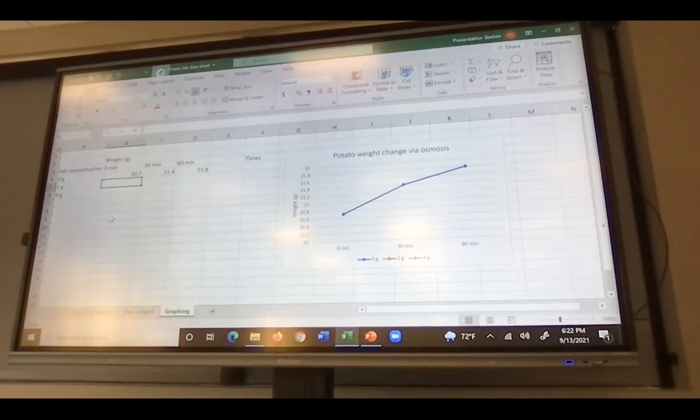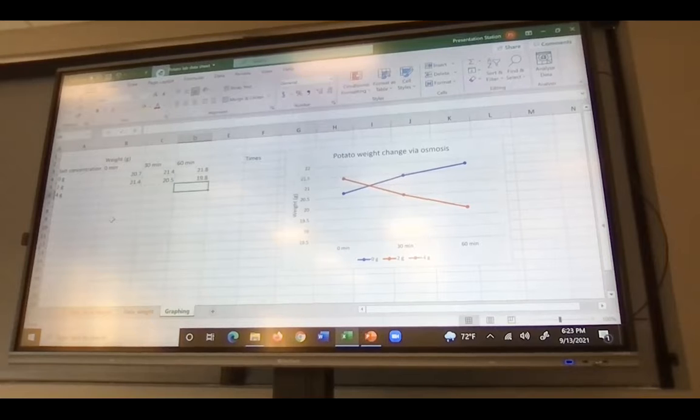For the 2 gram group, what was your 0-minute weight? 21. 20.5. Sweet. 19.8. Awesome. So just the opposite, right? Just 2 grams of salt is basically a higher salt concentration than what's in that potato. So now water is being pulled out of the potato by that salt in the water.